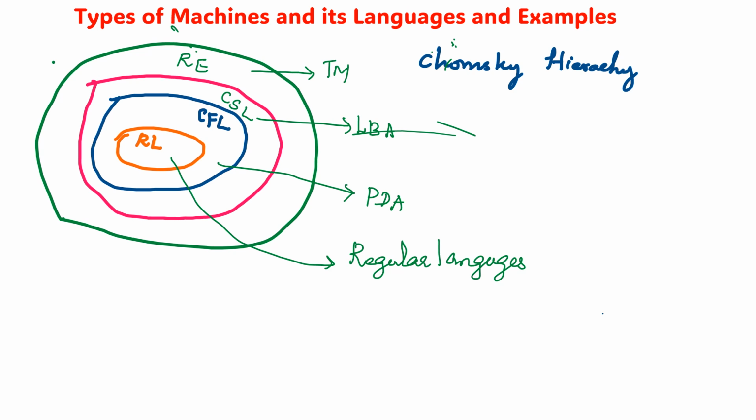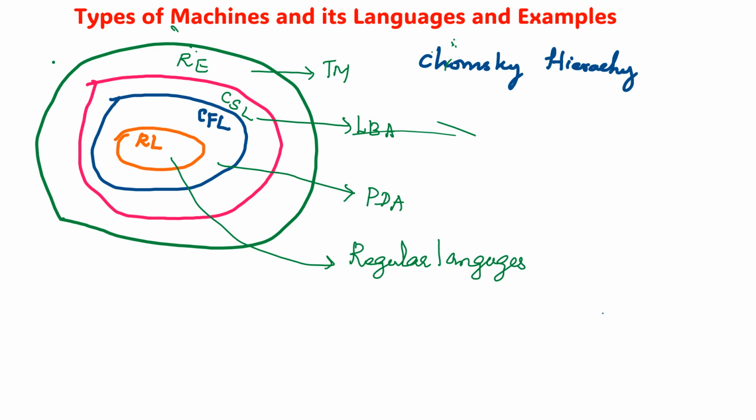Today I'm discussing types of machines and their languages, as well as examples. So this is the Chomsky hierarchy. Using this hierarchy we can represent the different machines as well as the languages and also the types of grammar. So we know the use of grammar is to define the language.